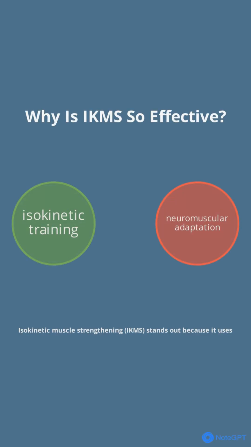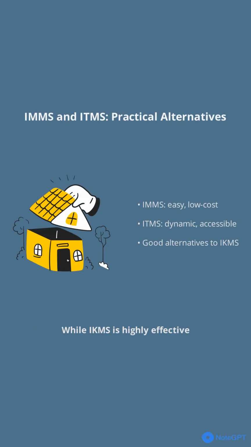Isokinetic muscle strengthening (IKMS) stands out because it uses specialized equipment to maintain a constant speed during muscle contractions. This allows for precise control and maximal muscle recruitment throughout the movement. IKMS not only improves strength but also enhances neuromuscular adaptation, which is crucial for joint stability and function. However, the need for special equipment and higher costs can limit its accessibility for some patients. While IKMS is highly effective, not all clinics or patients have access to the necessary equipment.